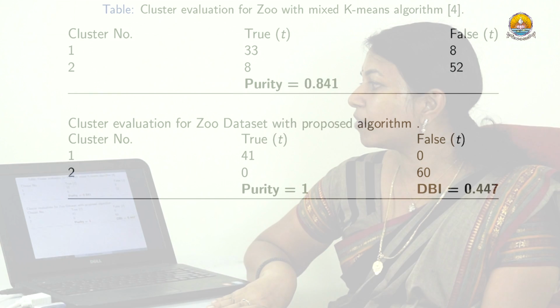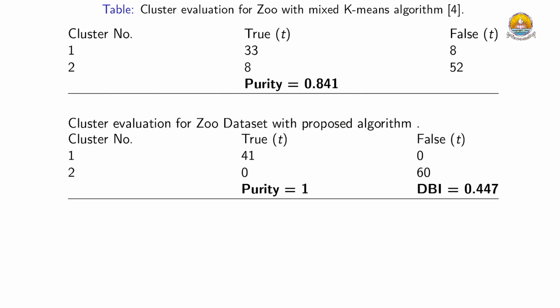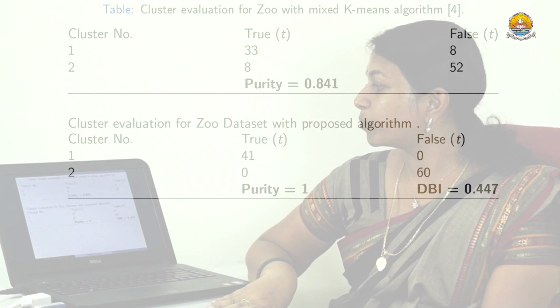Again, this is another dataset which is zoo, but this dataset was actually a binary dataset. So here also we tried 2 clusters. In cluster number 1 there were 33 instances belonging to one class and 8 instances belonging to the other class, which I call false. Cluster number 2 had 8 instances belonging to one class and 52 instances belonging to the other class. On finding the purity value, we found that it is 0.841.